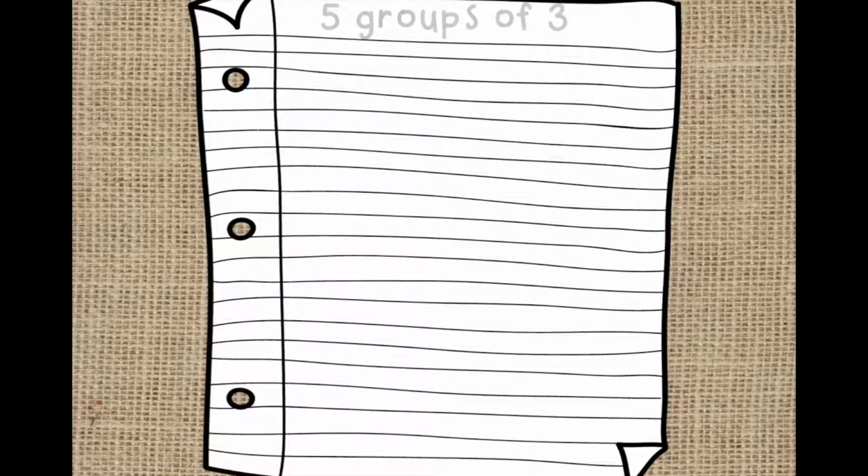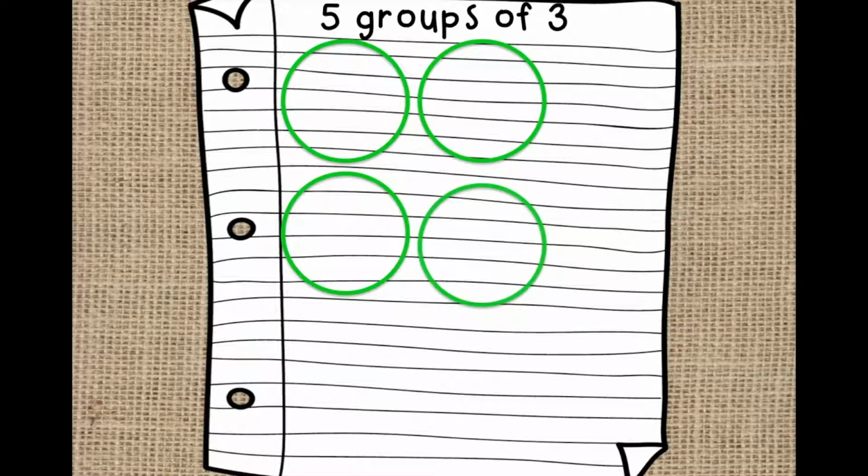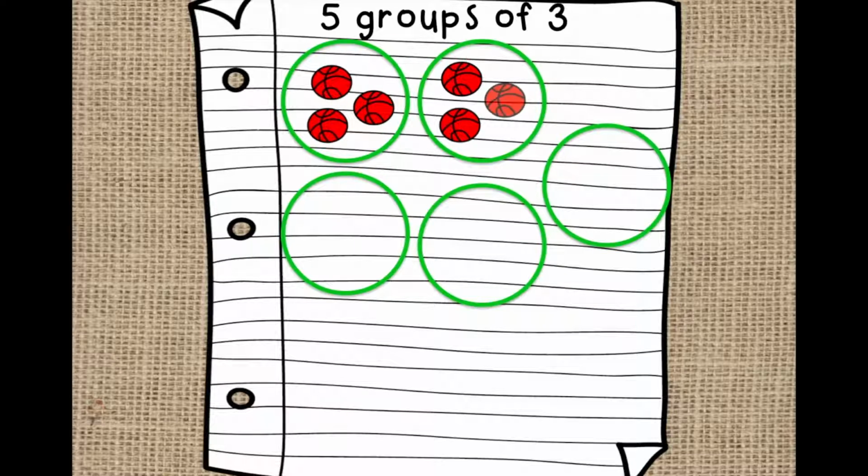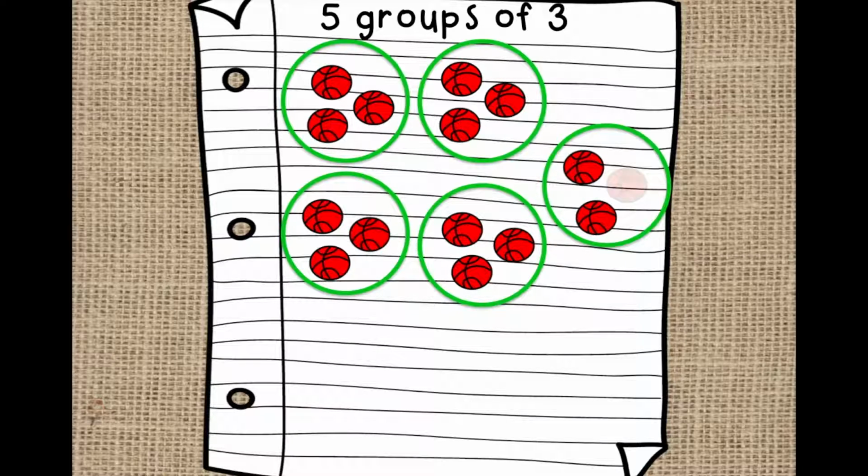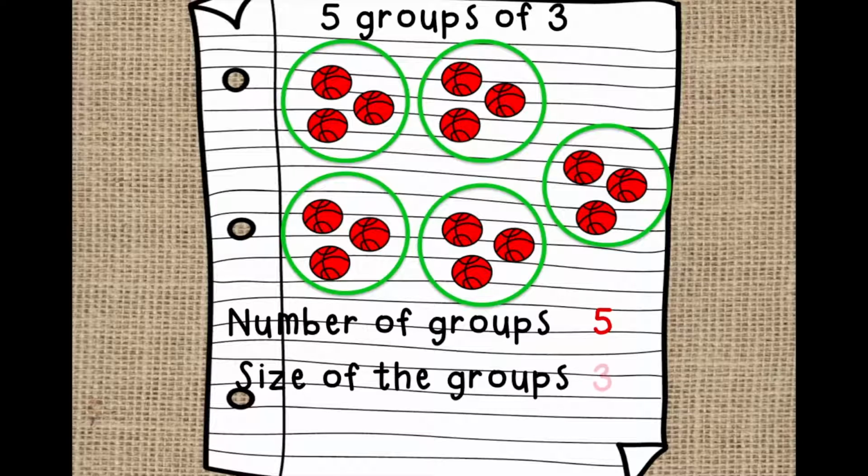Let's try another one. We have 5 groups of 3. I'm going to draw 5 groups. I'm going to put 3 basketballs in each. Then we're going to be able to label each number in our multiplication problem. The number of groups is 5. The size of the groups is 3. And our total, we can count up all the basketballs, and we have 15 total. So our multiplication problem is 5 times 3 equals 15.